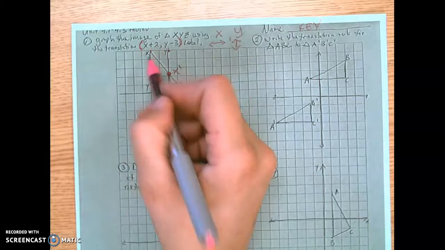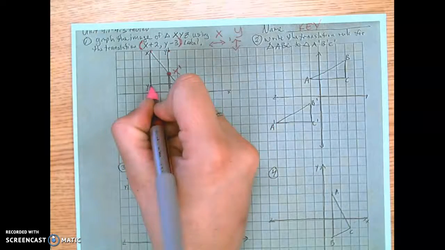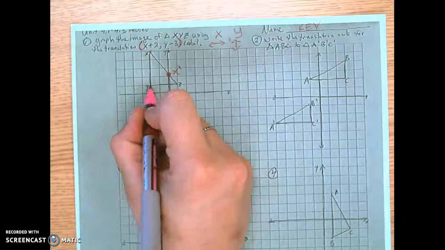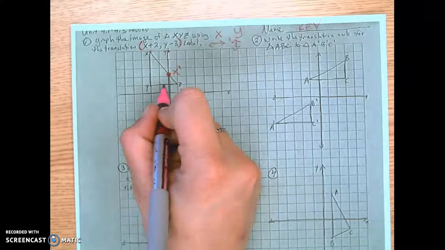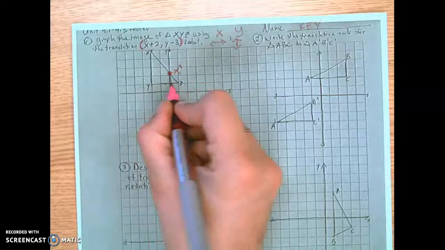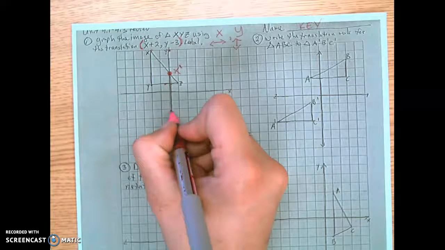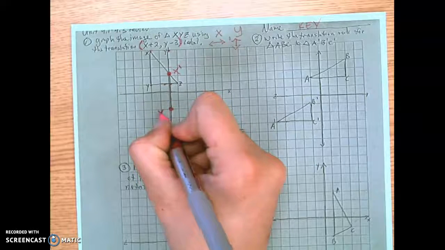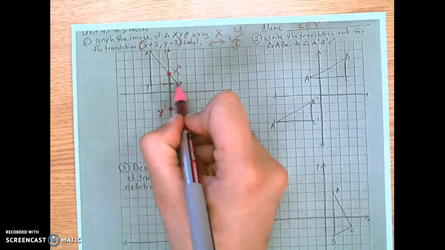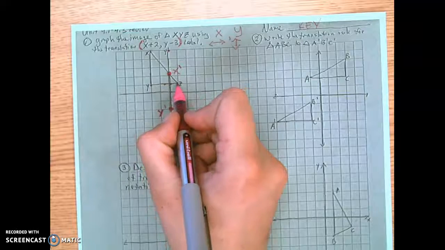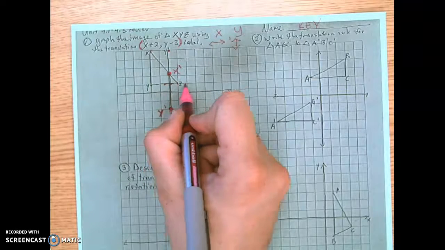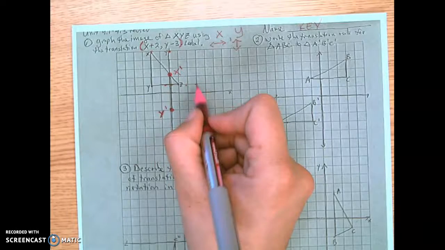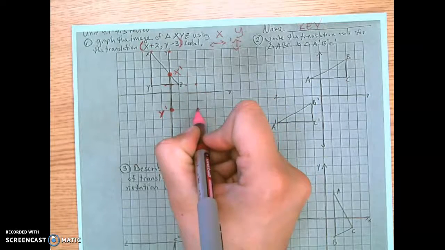Next, I'll go to my next one. Y wants me to do x plus 2, so I'm going to go 2 side to side in the positive direction, 1, 2. Then y minus 3, so I'll go down 1, 2, 3. There's my new Y prime. Last one, Z. X plus 2, so I'm going side to side, 1, 2. Then y minus 3, so up and down, 1, 2, 3. There's my new Z prime.